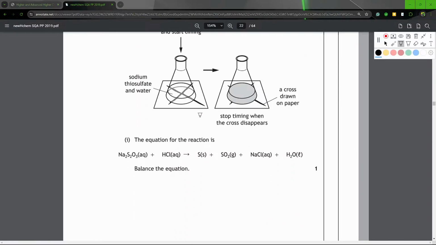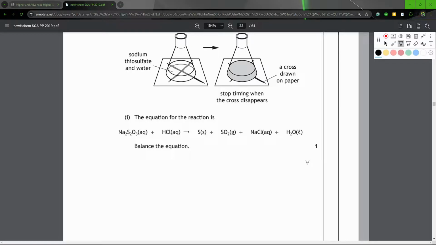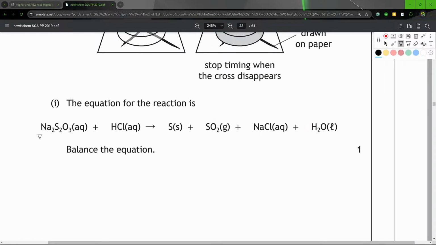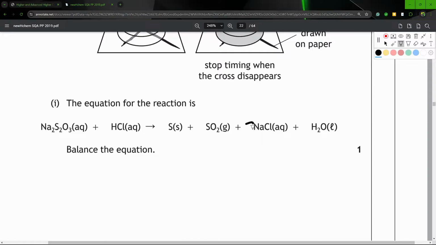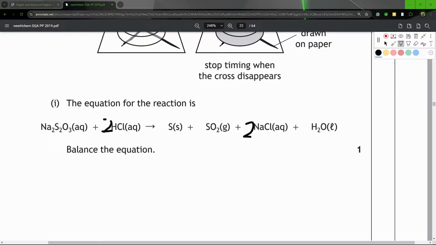So the equation for the reaction is this: balance the equation. When we say balance the equation, we just need to make sure that both sides have the same number of atoms of different elements. First, we can see we've got 2 sodiums here, and we only have 1 on this side. So as a quick fix, let's just double it. Then, we have 1 chlorine atom on this side, and 2 on this side. So let's double that. And again, we're just going to check to make sure I'm not going completely insane.